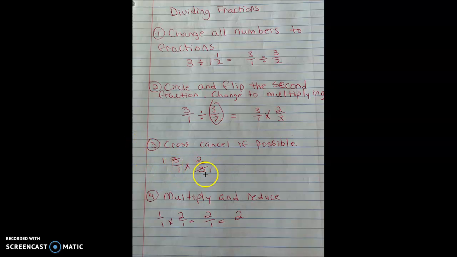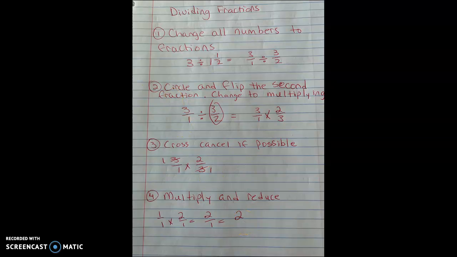Step 3, you're going to cross cancel if possible. So notice diagonally, I divide by 3, I get 1, divide by 3, I get 1, and then you're going to multiply and reduce. So when I multiply straight across, I get 1 times 2 is 2, 1 times 1 is 1. When the top number is bigger, you divide. So 2 divided by 1 equals 2.